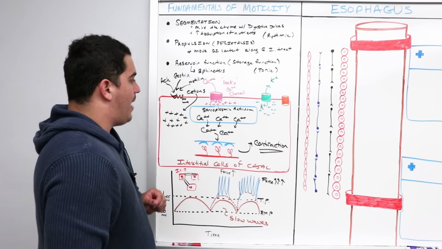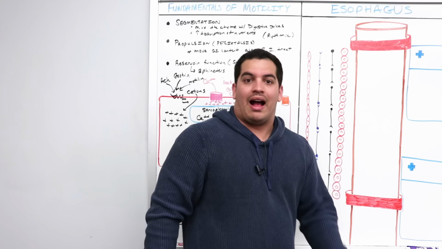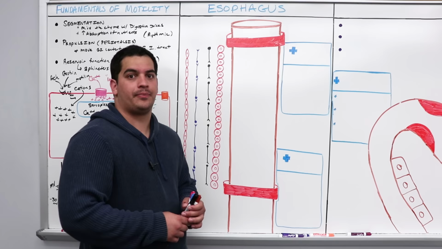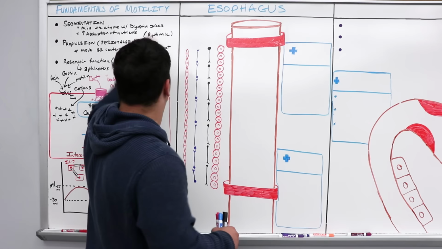That gives us the basic fundamentals that we need to know for motility. Again, the basic functions: segmentation, propulsion, reservoir. What does the esophagus do? Out of all of those, what is the primary function of the esophagus? All right, so now what I want us to be able to do throughout these GI motility videos is to combine and ask ourselves, okay, what does the esophagus do out of those three functions? It doesn't do any segmentation, but it does do propulsion.